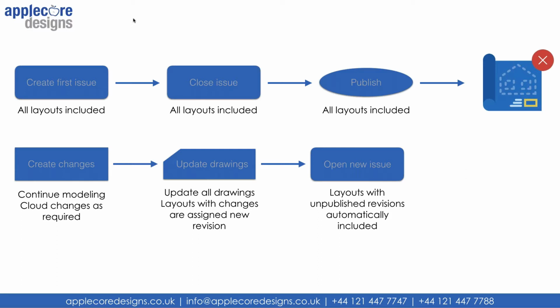When we open the next issue, ARCHICAD will automatically include all of the layouts that contain a change, so where the revision ID changed from the previous issue. So all of these layouts are automatically included in the next issue. At this point, we can review the issue, so we can include layouts which don't technically contain a change but we would like to issue again, or we can exclude layouts which ARCHICAD included automatically.